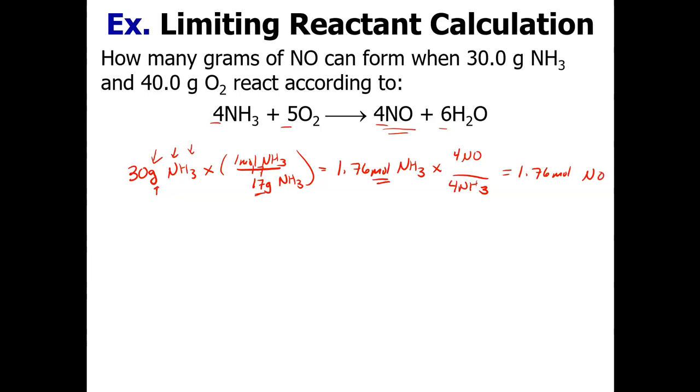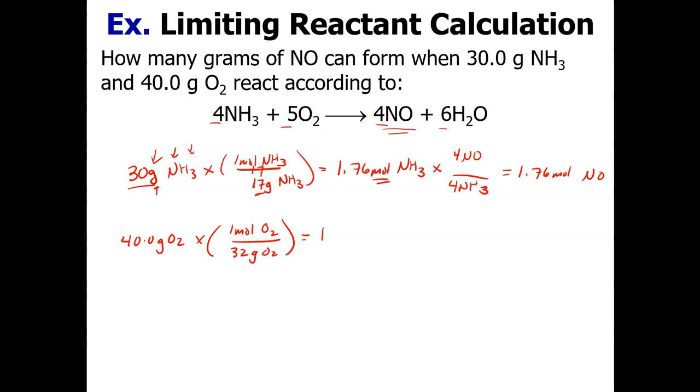All right, so now I have 30 grams of NH3 and 40 grams of O2. So let's go through the same process, but now with oxygen. We need to convert this from grams to moles. So 1 mole of O2 is equivalent to 32 grams of O2. And I know that because oxygen weighs about 16 grams per mole, and there are 2 of them in that molecule. So I multiplied that by 2 and got 32.